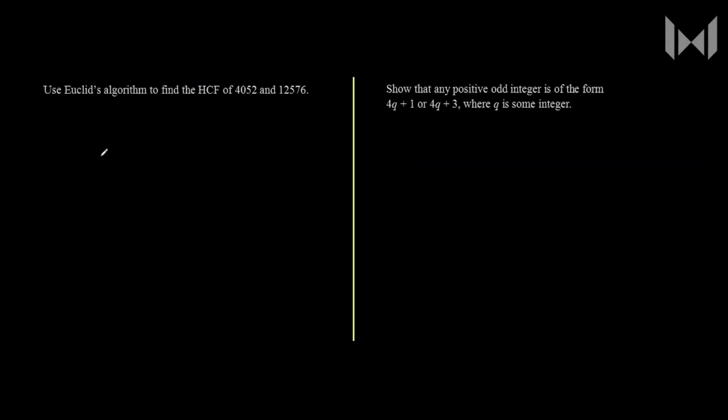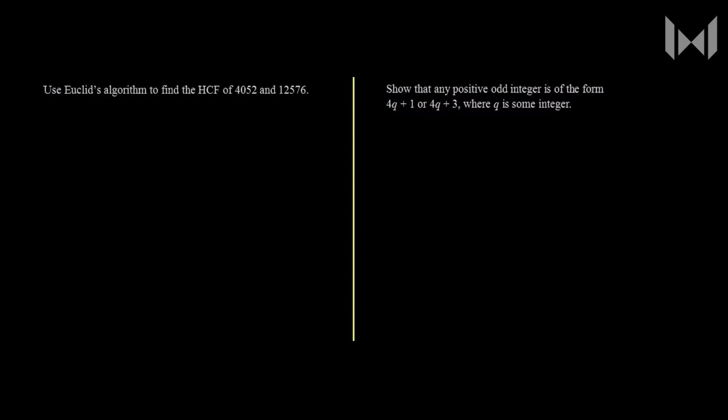Today we are going to do a couple of questions based on Euclid's division algorithm. Over here you can see the first question is, use Euclid's algorithm to find the HCF of 4052 and 12576. So what we do is, to begin with, we will first find the HCF of these two numbers using the division method.